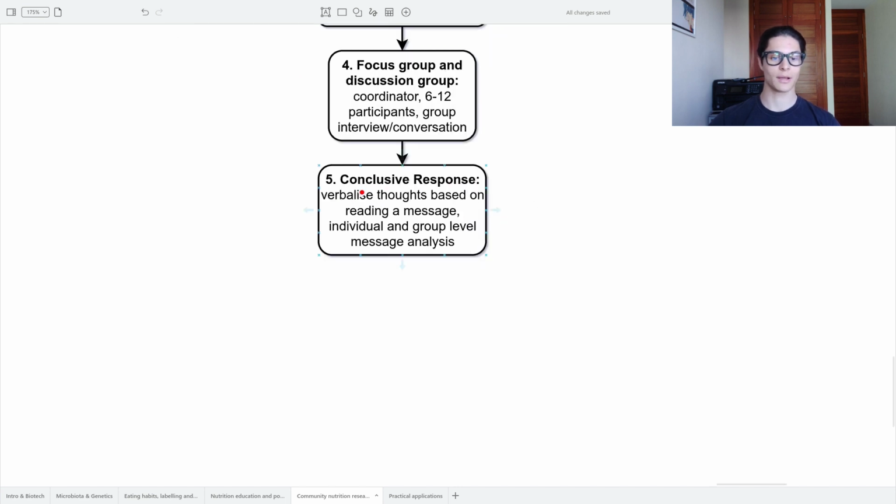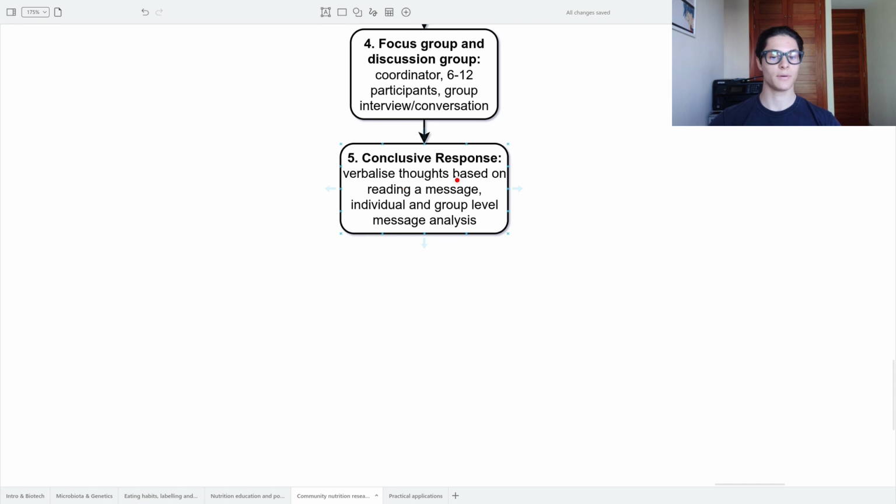And then we have the conclusive response. So it's to verbalize thoughts based on reading a message. And here we have the individual and group level message analysis.